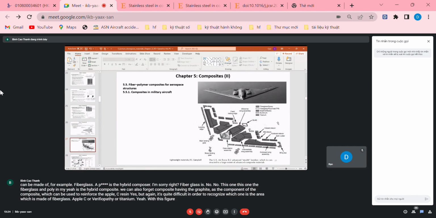With this figure, probably they wanted to describe the situation to a certain extent, but at the same time, they want to keep secret the material that is designed for making the B2 bomber. It's transparent to the radar, and therefore the polymeric material should be radar absorbing to avoid reflection of the radar wave.